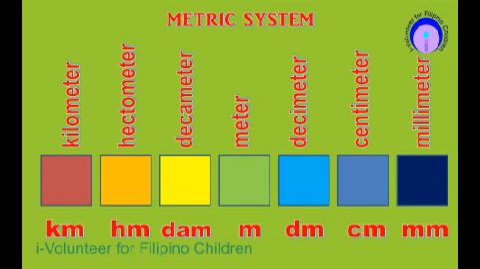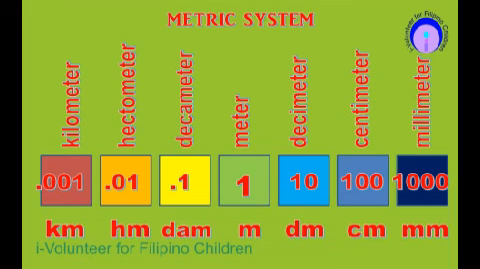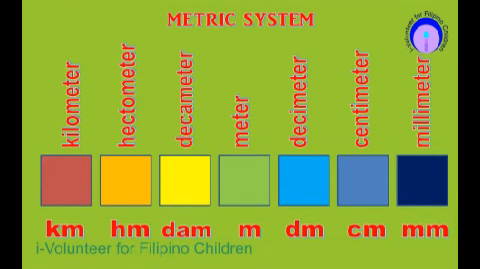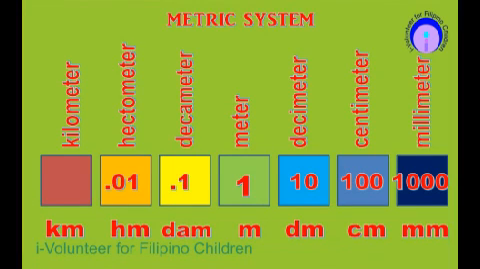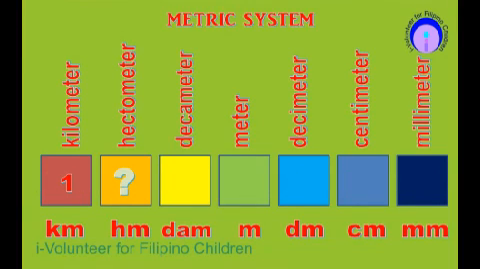Here are the 7 units you need to understand. In this table, you observe that if you are going towards the right, it is multiplied with 10. Whereas, going to the left, you are dividing it by 10. For example, 1,000 millimeter is equal to 100 centimeter. Now it's your turn to find the equivalent unit of measure.